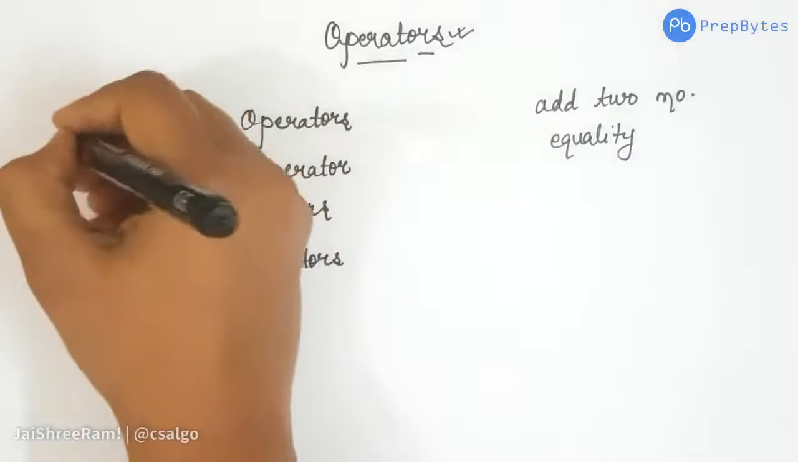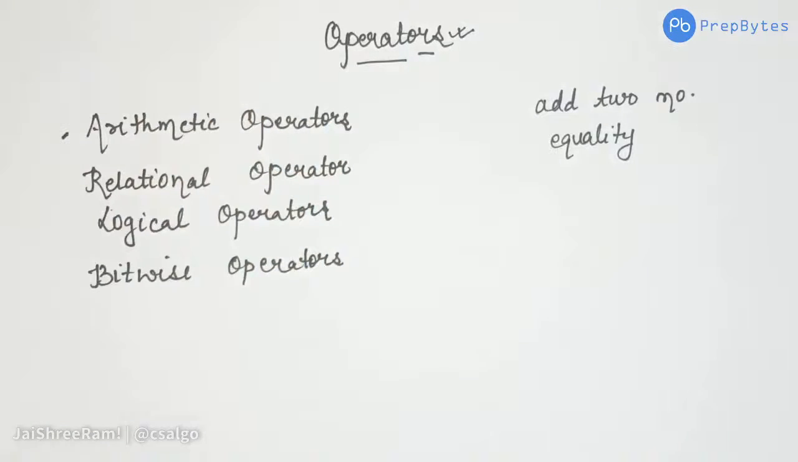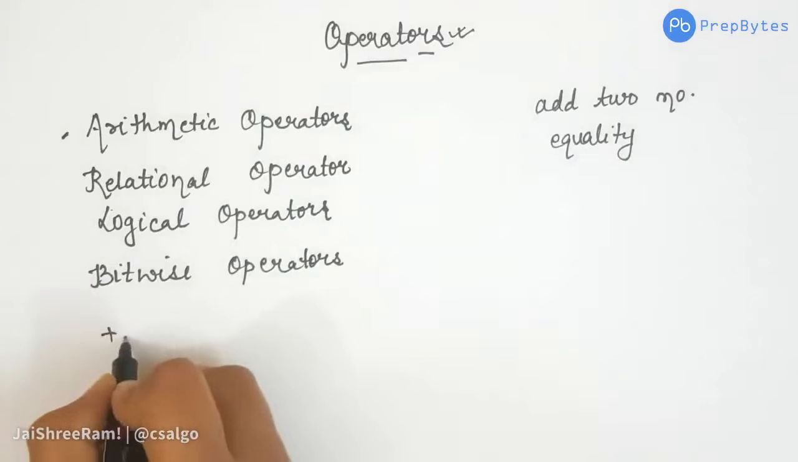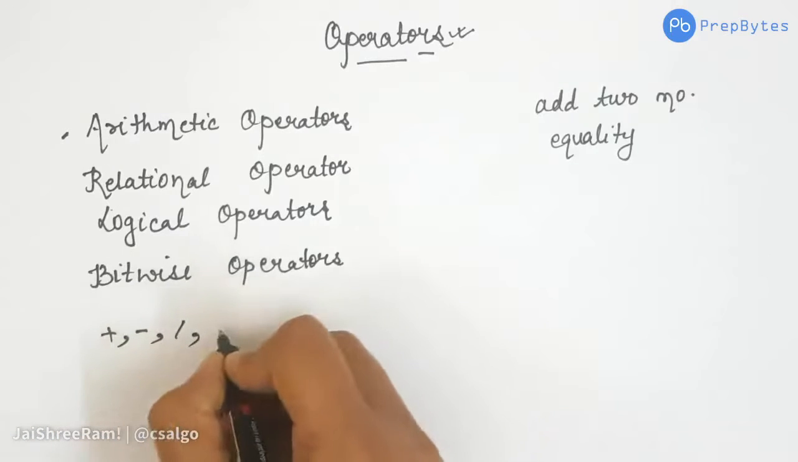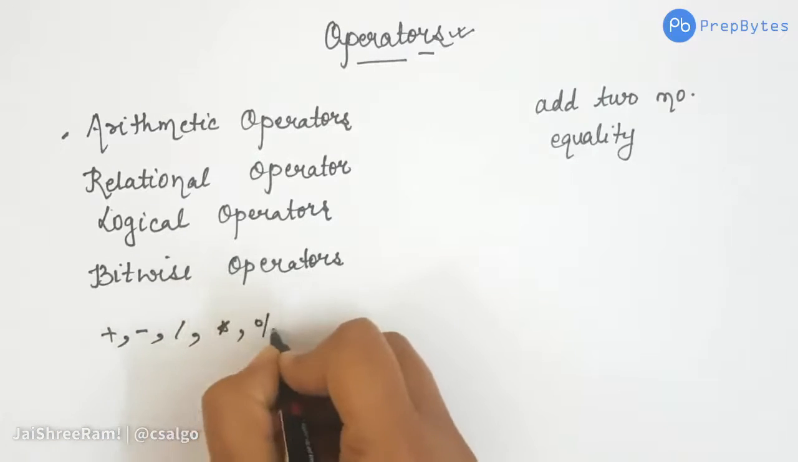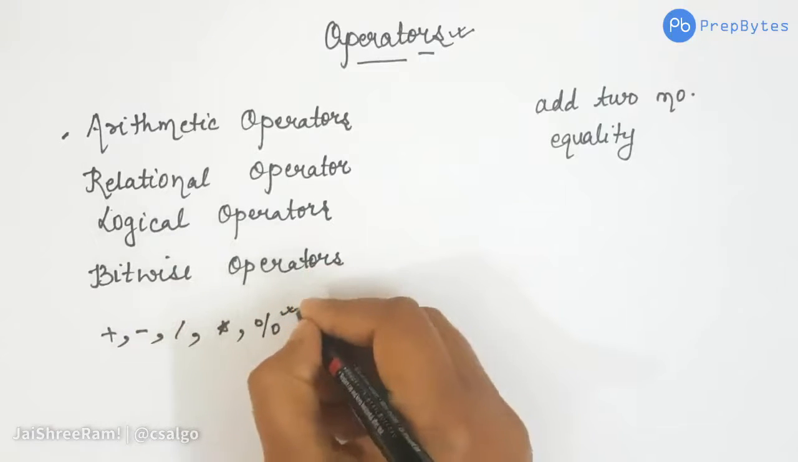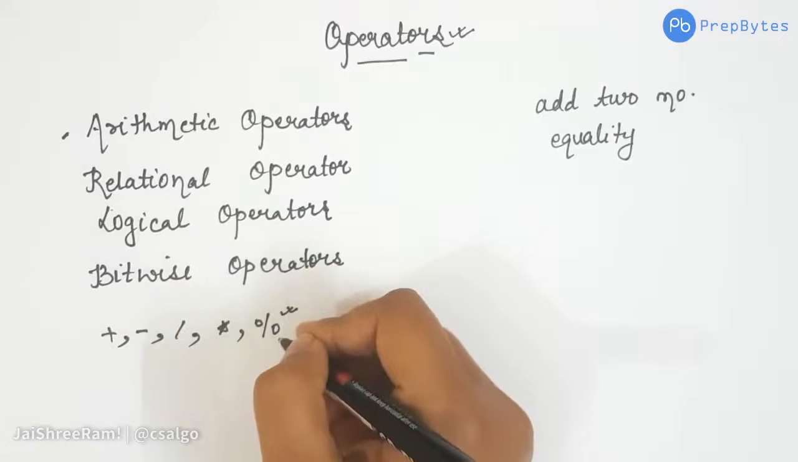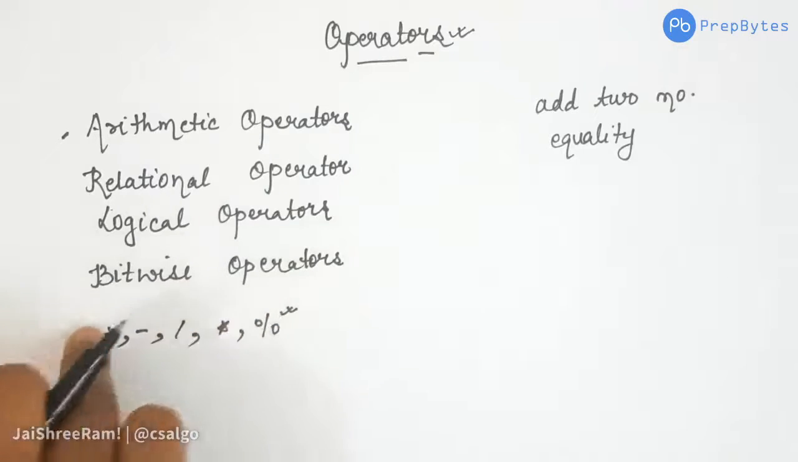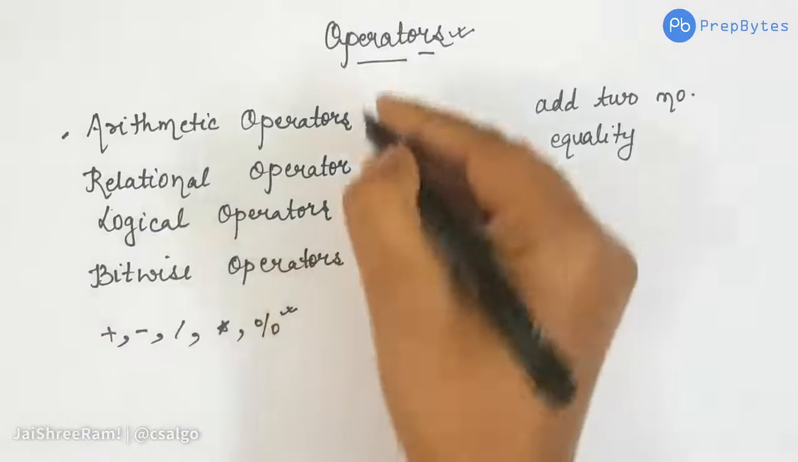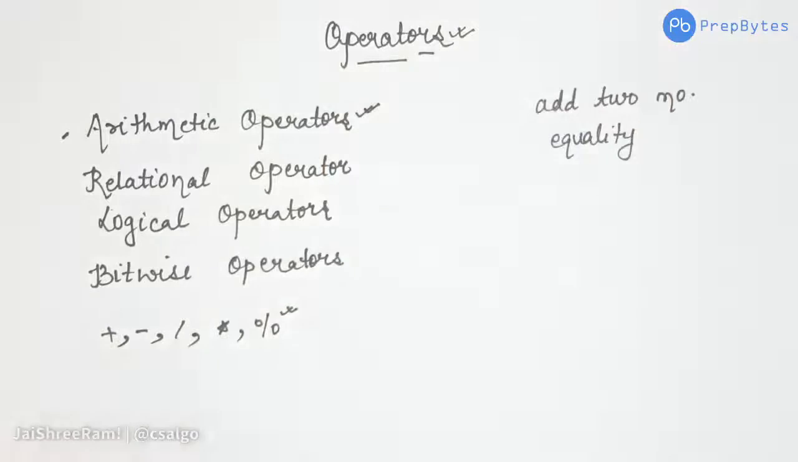If I talk about arithmetic operators first, arithmetic operators help us in doing all the mathematical calculations. Just like we have in maths, we have plus, minus, division, multiplication, and remainder. This is something new which you might not know in case you're learning programming for the first time. We will talk about all of these operators one by one. So this was about arithmetic operators.